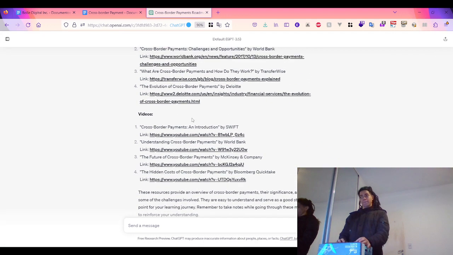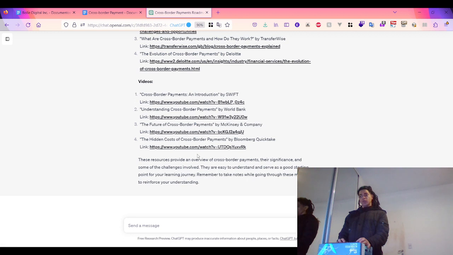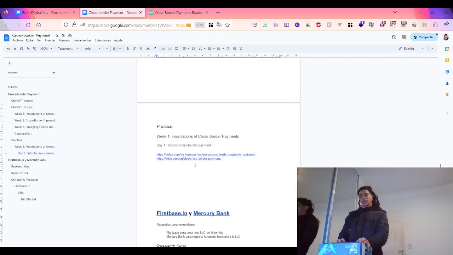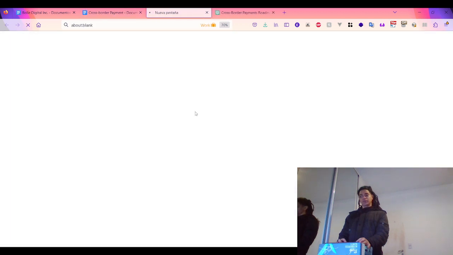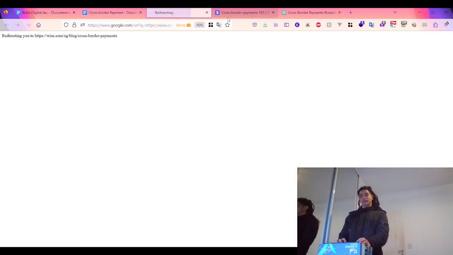By the way, remember the ChatGPT knowledge is only up to 2021. So what I did is just go with the Stripe cross-border 101 as well as Wise here.